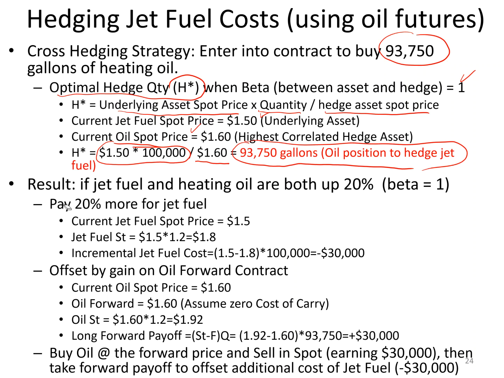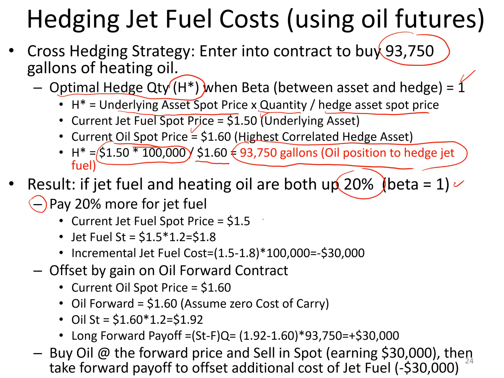Now let's see how effective this hedge is if they move 1 for 1. Let's say that heating oil and jet fuel are both up 20% next year. Let's see how this cross hedge actually works. Now, Southwest is simply going to pay for jet fuel next year in the spot market.